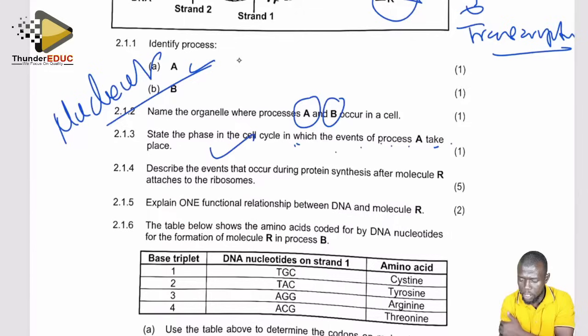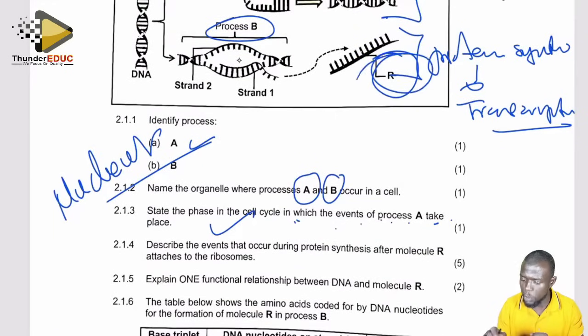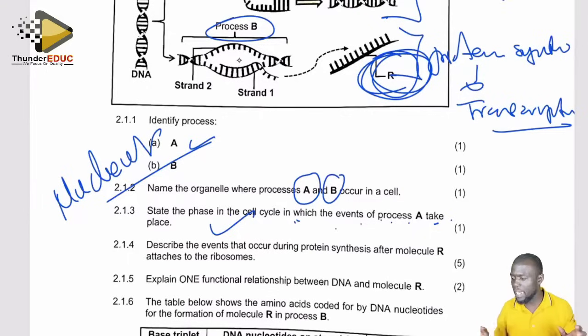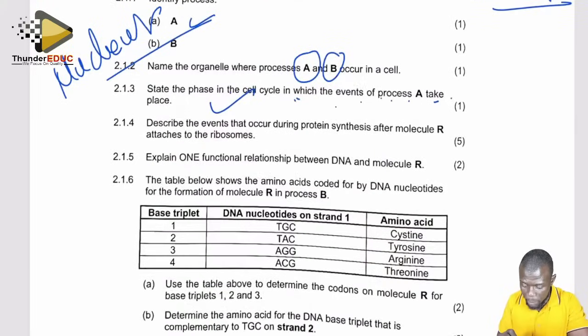Explain one functional relationship between DNA and molecule R. What is the functional relationship between DNA and molecule R? Basically, molecule R contains the coded message from DNA so that the proteins can be manufactured. That's what they are looking for. It has coded information from DNA so that the protein can be formed.